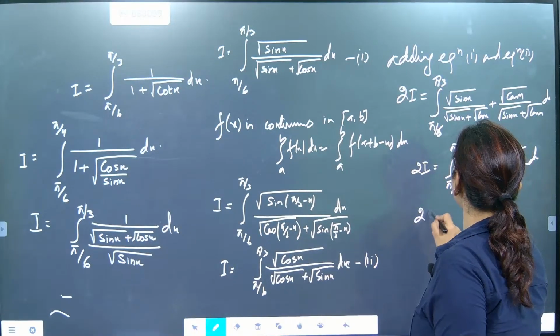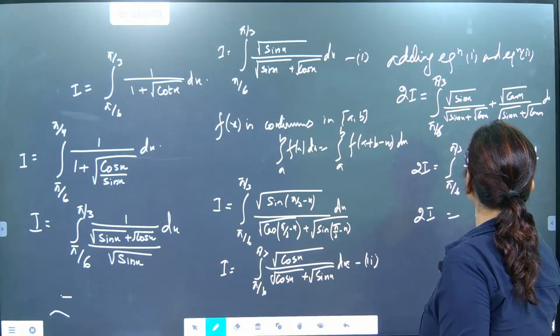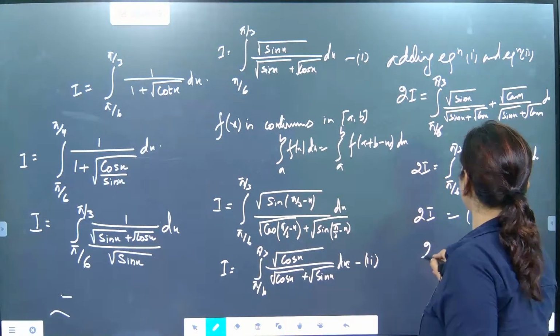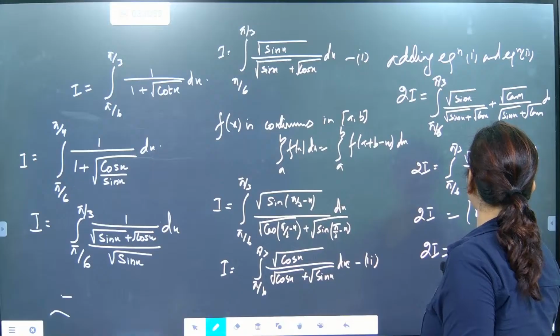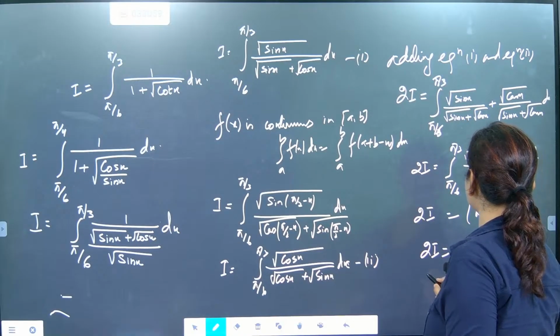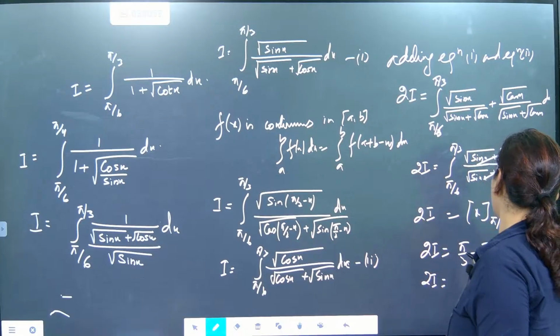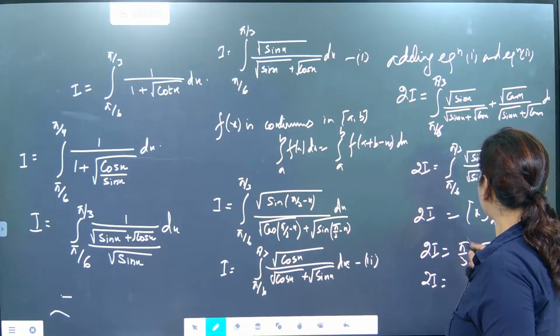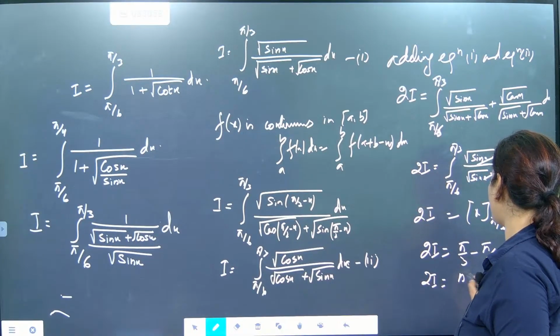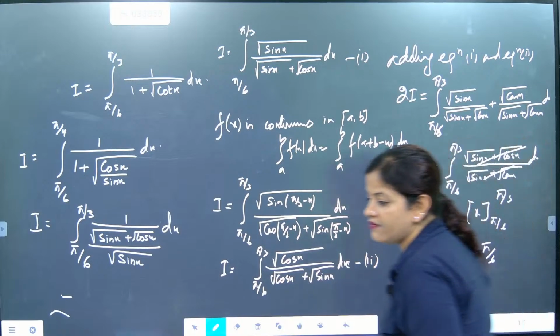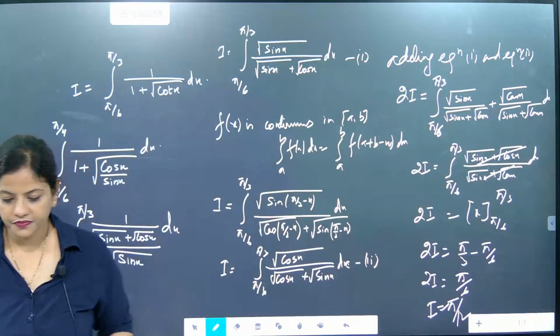Cancel. It is coming 2I is equal to x, from pi by 6 to pi by 3. So here it is coming 2I is equal to pi by 3 minus pi by 6. So 2I is equal to 2 pi minus pi over 6, that is pi by 6. So here I will be equal to pi by 12.